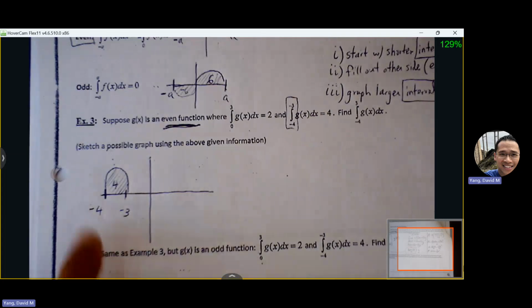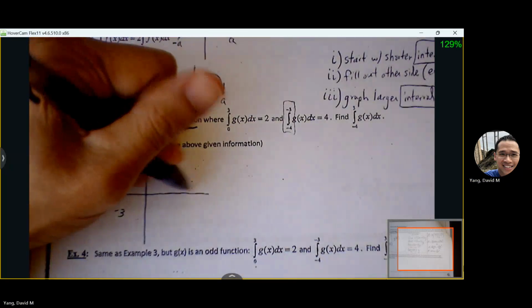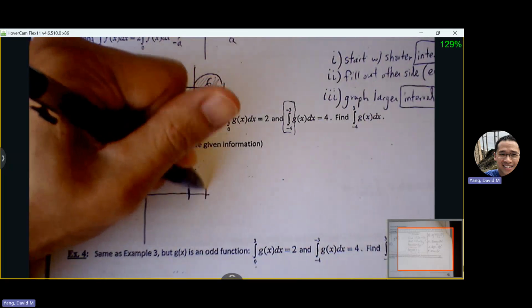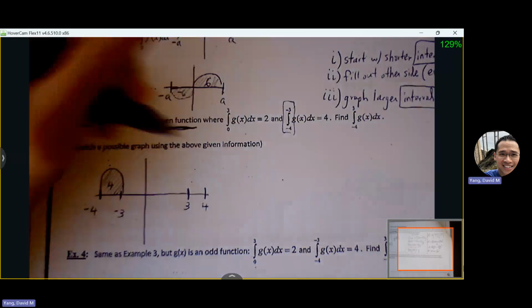So if it's an even function, what can we put on this side? From 3 to 4, also what? A region of 4, right? Okay.